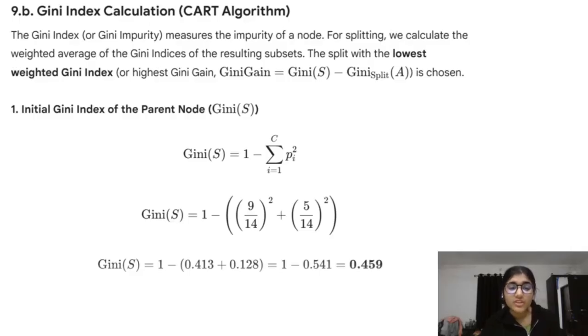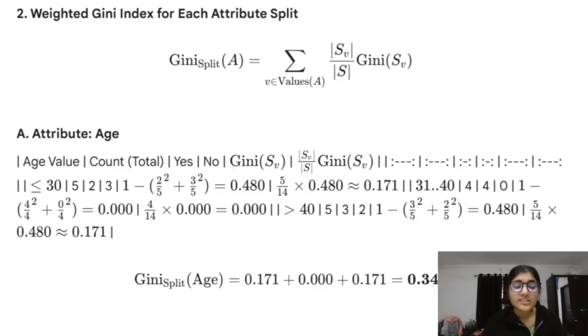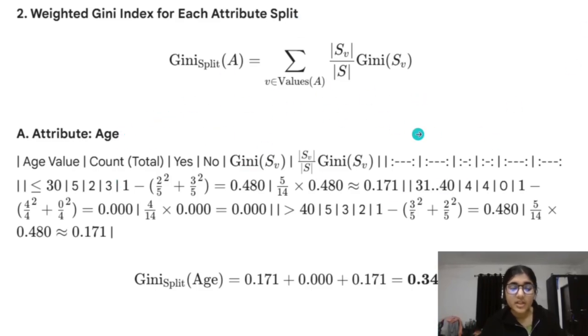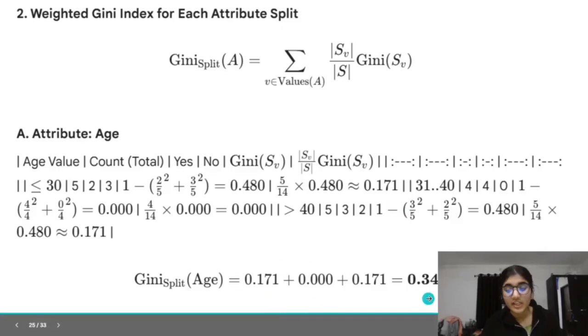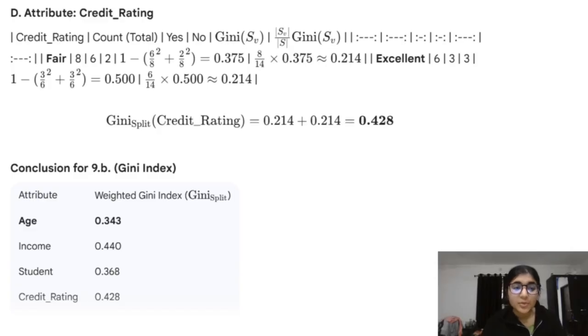The initial Gini index of the parent node, Gini(S), is calculated using this formula, which comes out to approximately 0.459. Now the second step is the weighted Gini index for each attribute split. We use this formula to calculate the Gini index for each attribute split. Attribute age has a Gini split of 0.343. Income gives 0.440. For attribute student we get 0.368, and for credit rating we get 0.428.